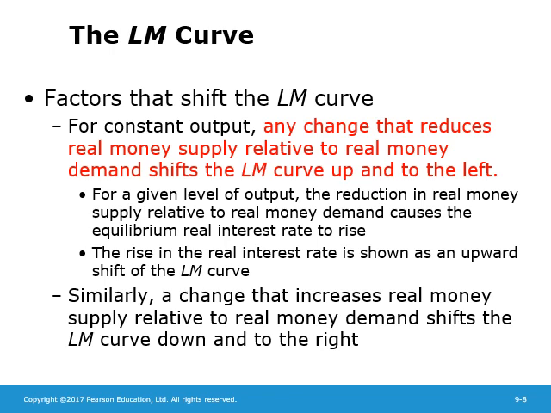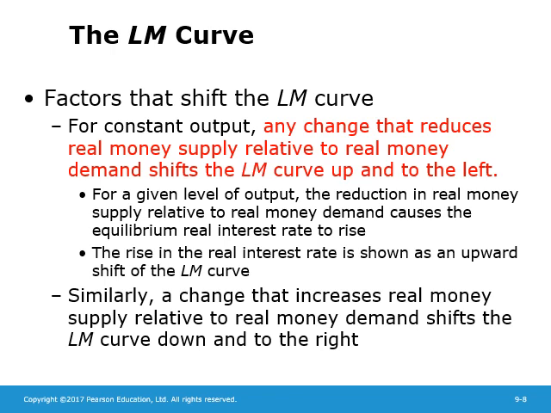For a given level of output, the reduction in real money supply relative to real money demand causes the equilibrium real interest rate to rise. This happens as we decrease the real money supply relative to real money demand. Again, imagine the graphs for the real money supply and the real money demand. The real money supply is the vertical line, the real money demand is the downward sloping line, and when the real money supply is reduced, you will shift it to the left. So now you will get a higher equilibrium real interest rate.